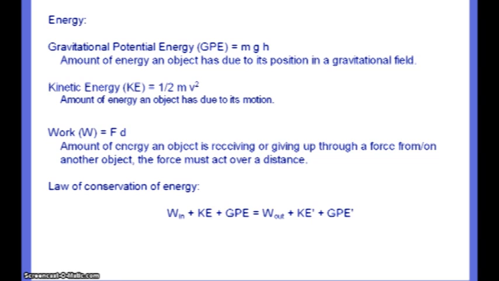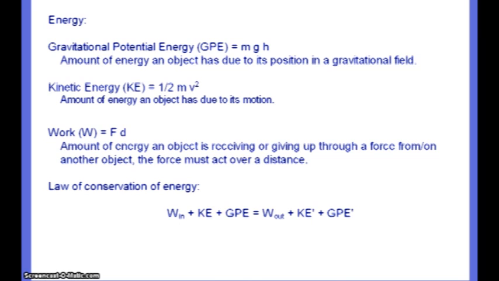Energy is the ability of something to make a change in itself or another object, and it can come in many different forms. For the physics problems that we're going to be working on right now, we're going to deal with three different forms. Those three forms are gravitational potential energy, which is the energy that something has because of its position in a gravitational field. So most of the time we're dealing with Earth's gravitational field.